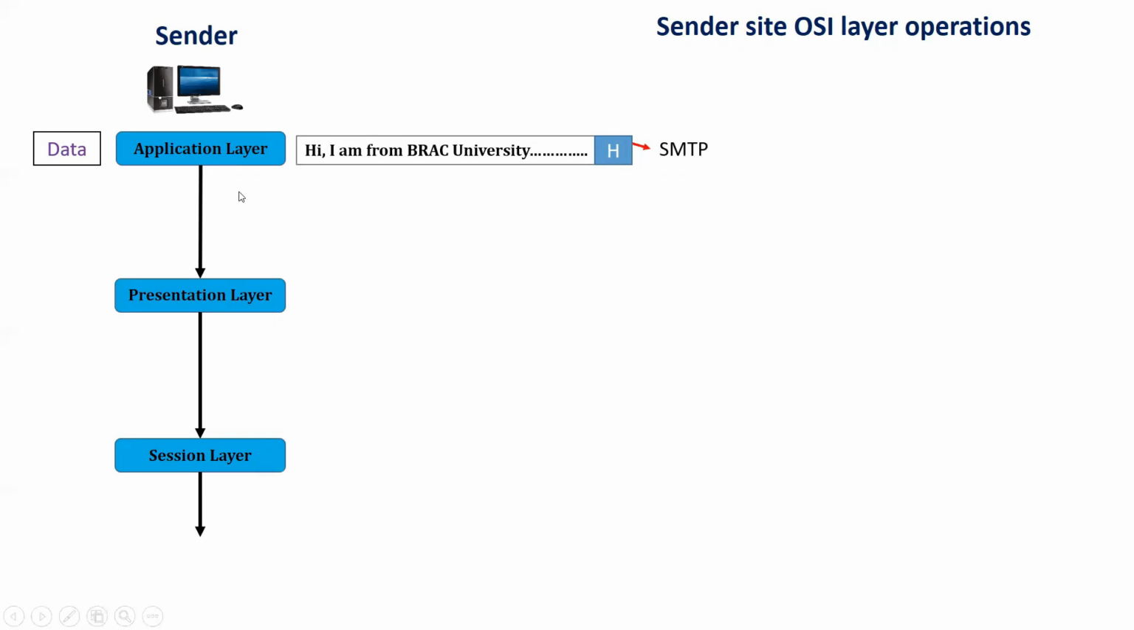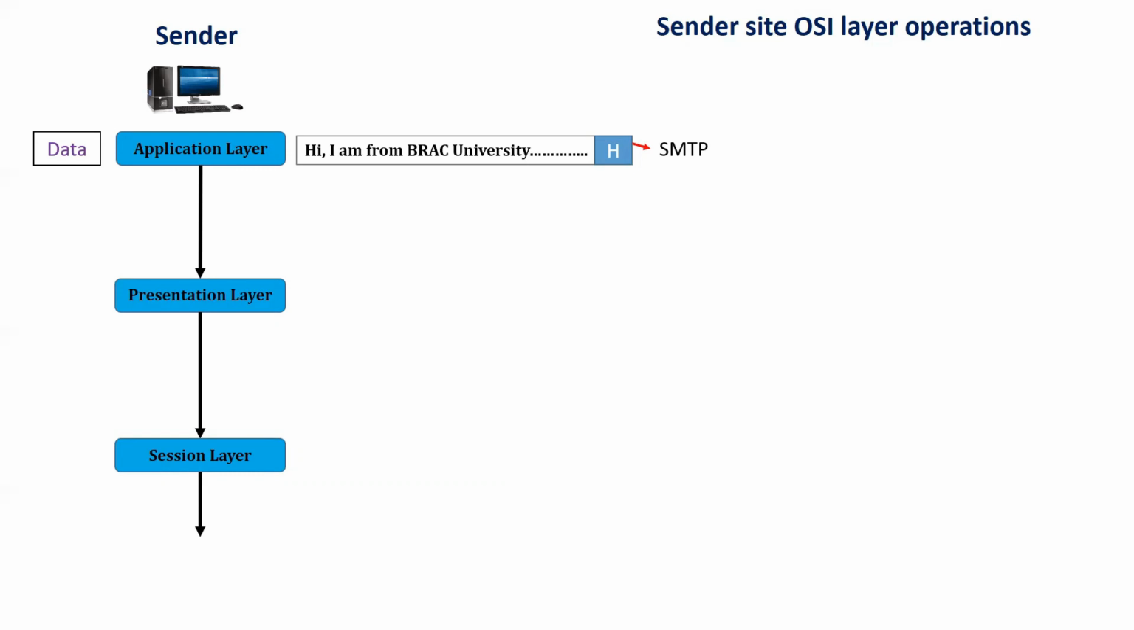Now, as I'm using an email application, the responsible protocol is SMTP. That means SMTP will add to the header of the application layer, and the PDU of this layer is called data. The application layer is a layer where users actually interact directly, like Google Chrome, Skype, Viber, Internet Explorer, and so on. There are lots of applications.